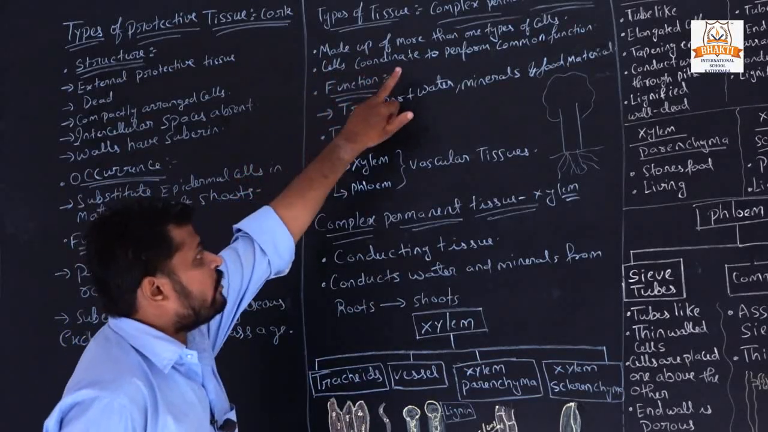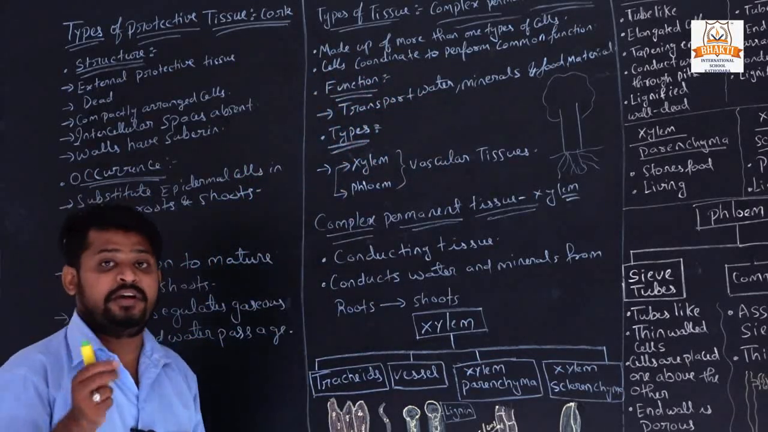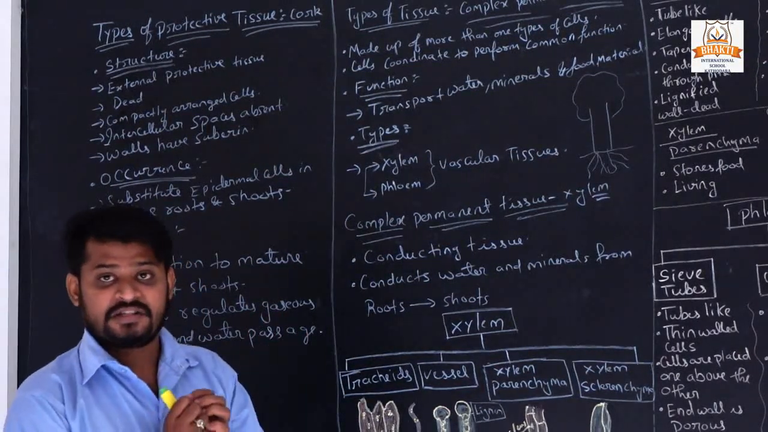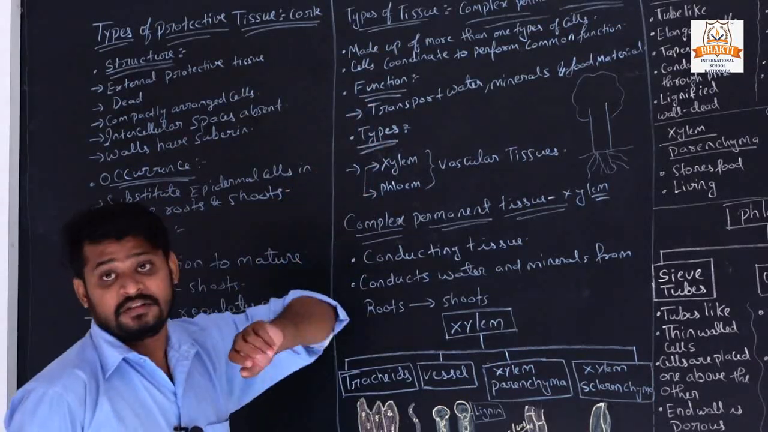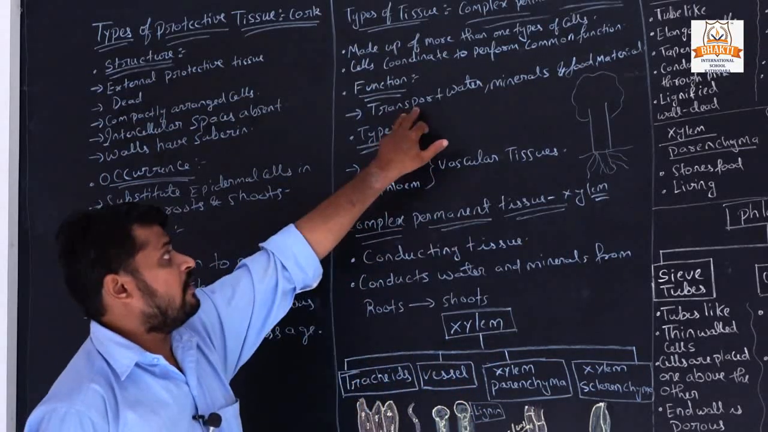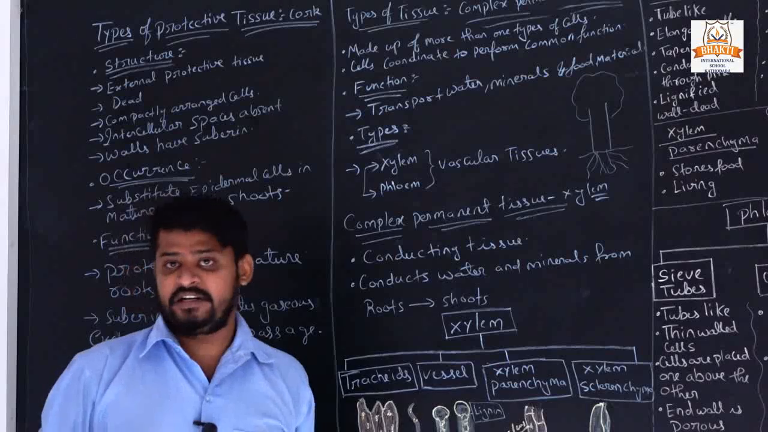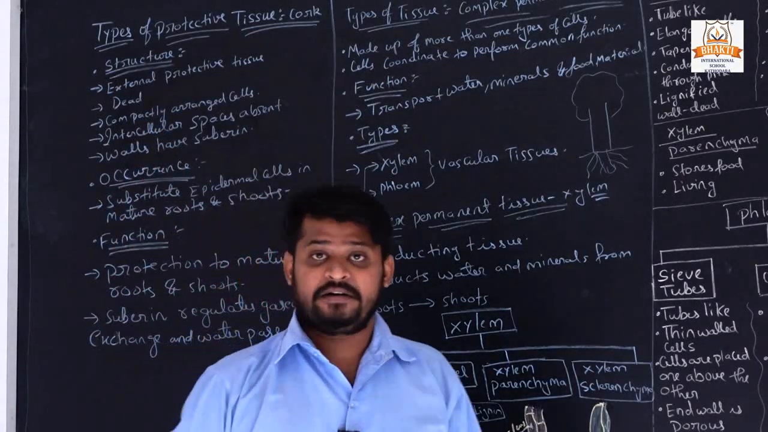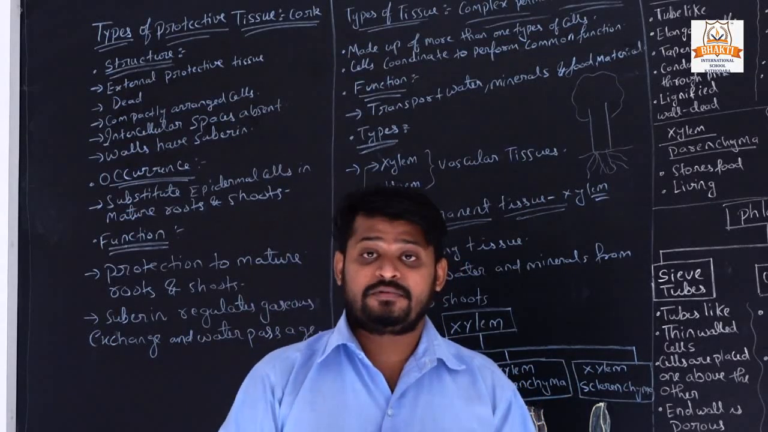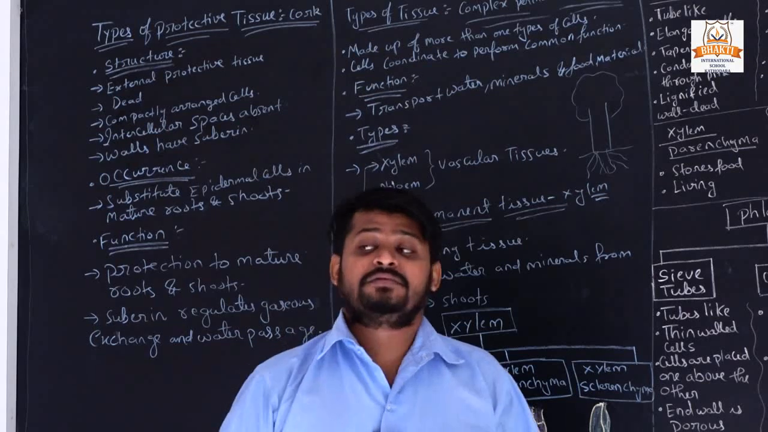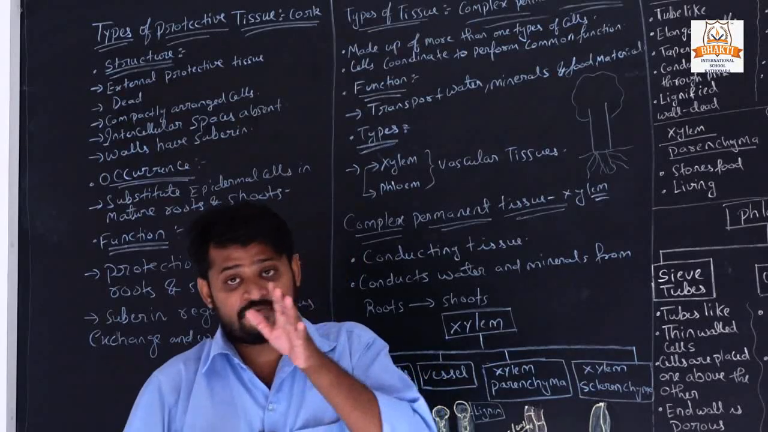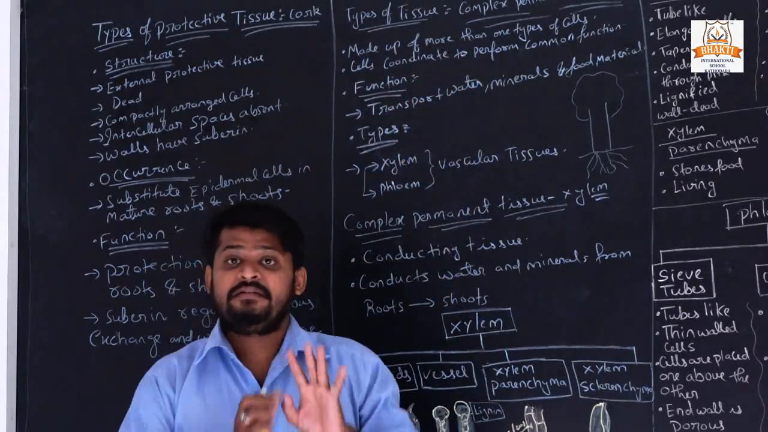So the cells coordinate to perform a common function, means they are doing similar functions in coordination with each other. What were the similar functions they are doing in coordination? Like transport of water, minerals and food materials from one part to another part. The roots absorb water, and the water goes from the roots to the top of the leaves and other parts.